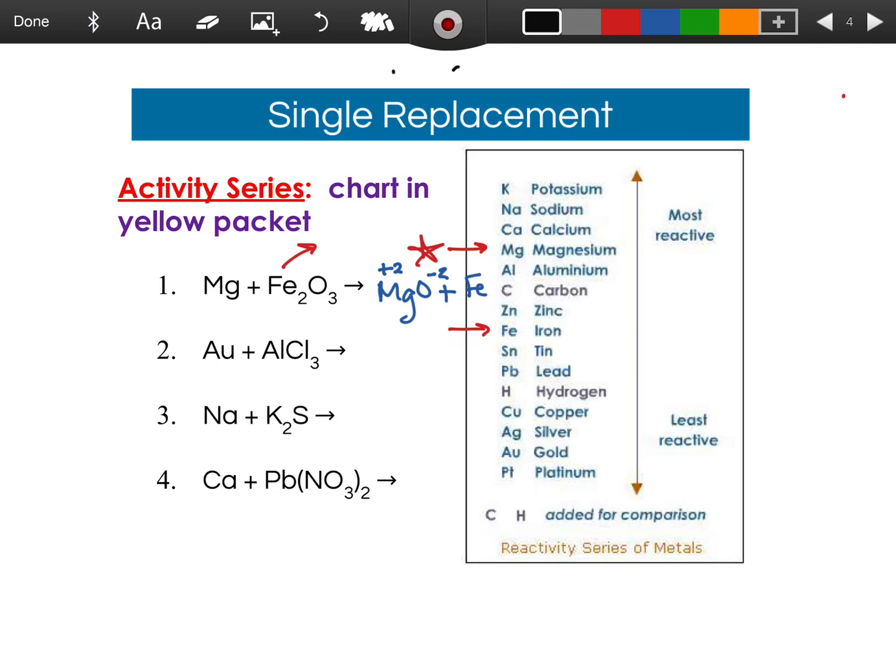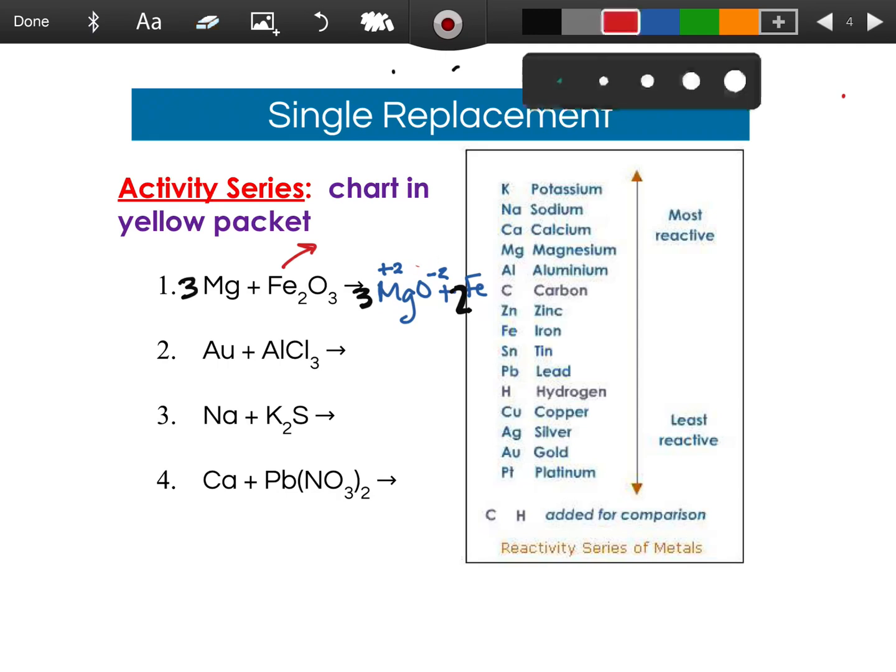But now we have to balance the number of atoms on each side of the arrow. So if we look, we have 1 magnesium on the reactant side, 1 magnesium on the product side. We have 2 irons on the reactant side. So I'm going to put a 2 here in front of the iron on the product side. And then I have 3 oxygens on the reactant side. So I need 3 oxygens on the product side. That changes my magnesium. So then I'm going to add a 3 here. So that would be your final balanced equation.